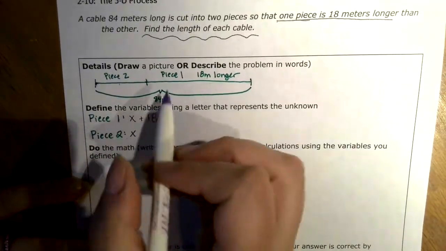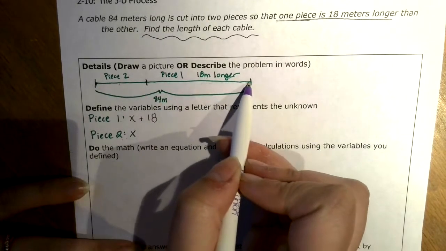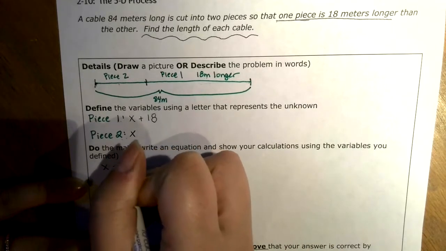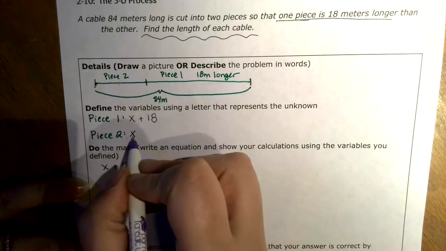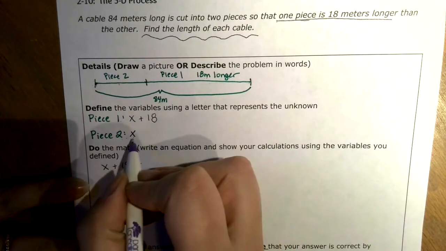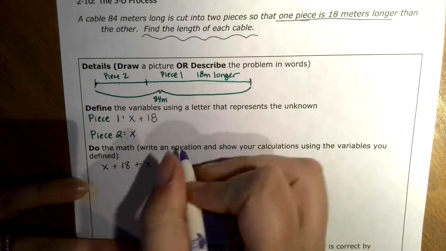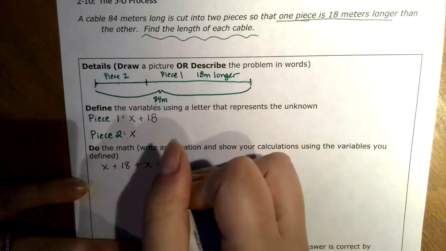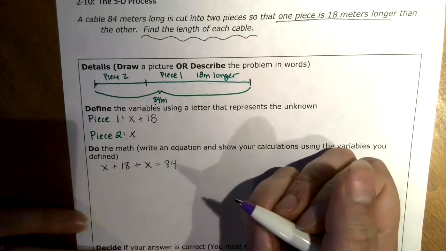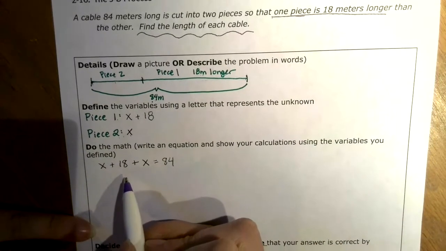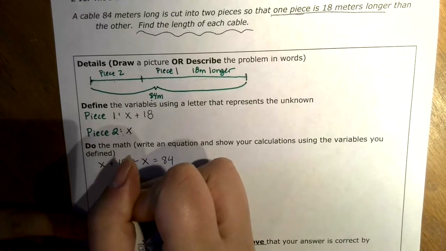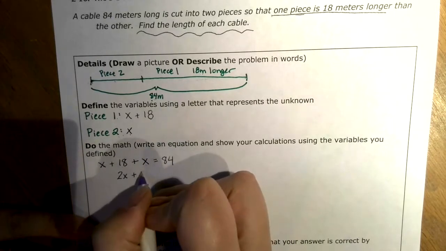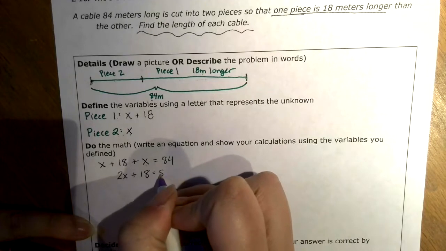Okay, now I can do the math. I need to add these two together, right? Because when I added piece 1 and piece 2 together, I get 84. So I'm taking piece 1, which is x plus 18, and I'm adding piece 2, so plus whatever piece 2 is, which in this case is x, to it, and that whole thing together equals my total, which is 84. Okay, now I can combine my like terms. So I see I have two x's, so I'm going to combine that and call that 2x. And then for my units on this side, I just have 18, so plus 18 equals 84.